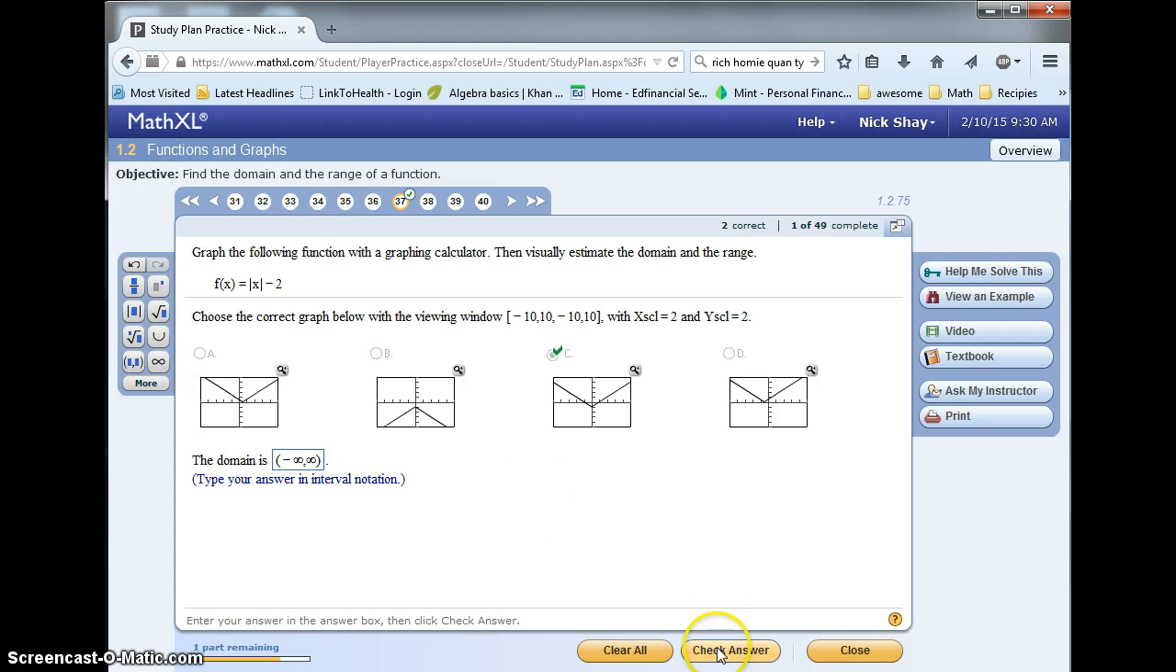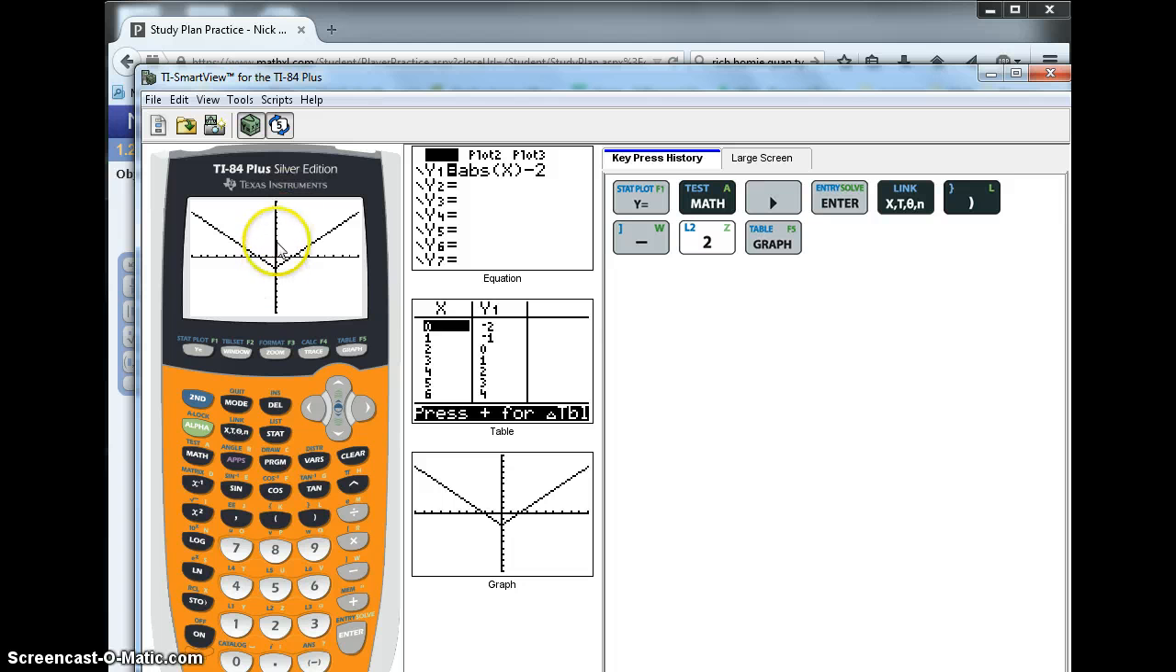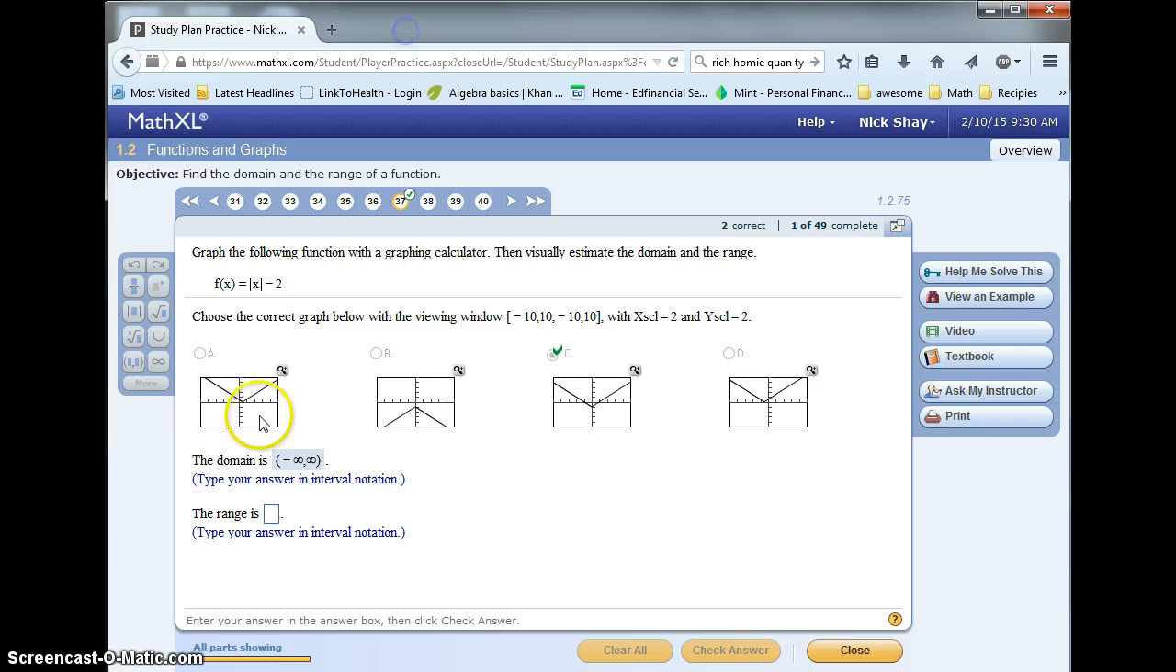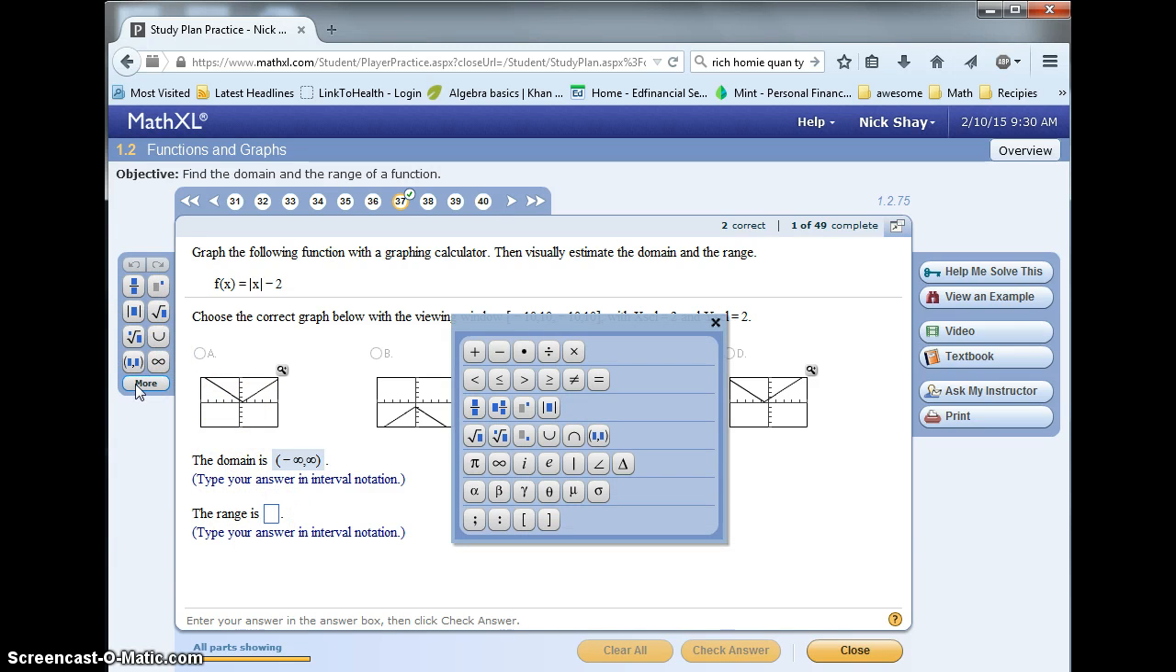Now range is a little bit trickier. Since we have a range, we've got to look for the lowest point on this graph. So we're going to start all the way at the bottom and just trace until we see a y value. You see we have y values down here. That lowest y value looks like it's at x equals 0. At 0 you can see the y value is negative 2. So it's equal to negative 2, so we're going to put a square bracket there, and then put that value negative 2 in, and then a comma.